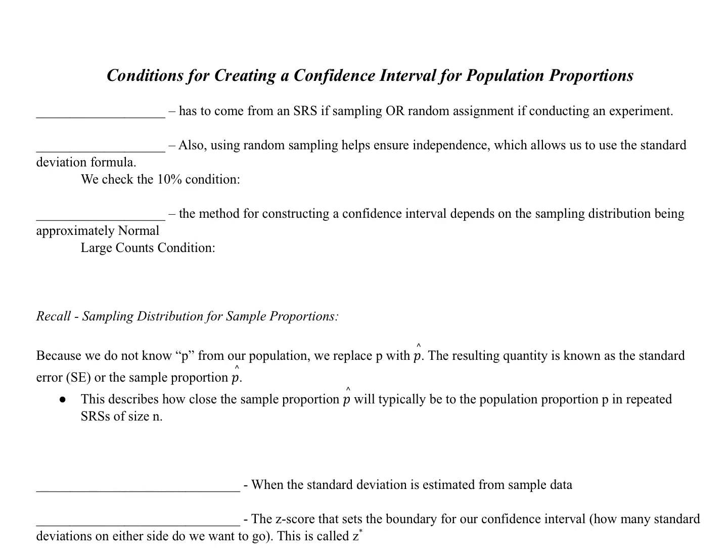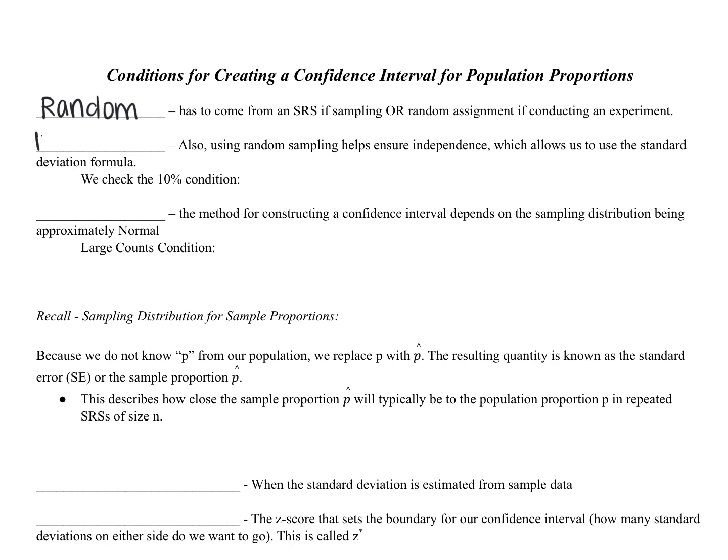So we're talking about the conditions for creating a confidence interval for population proportions. The conditions are the same as when we had a sampling distribution for proportions. So the first condition is that it has to be random. Either it has to come from an SRS if you're sampling, or there has to be random assignment if you're conducting an experiment.